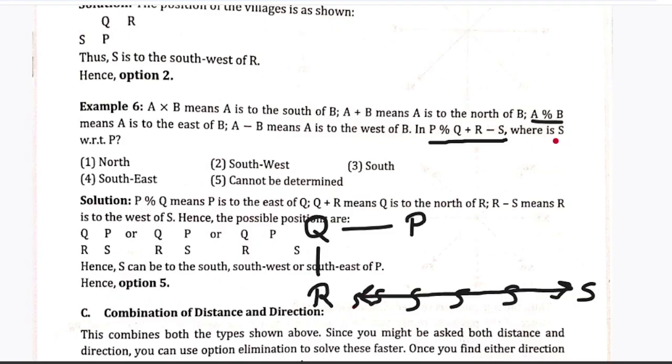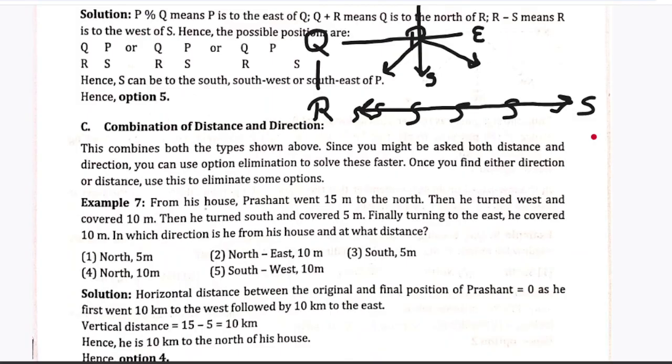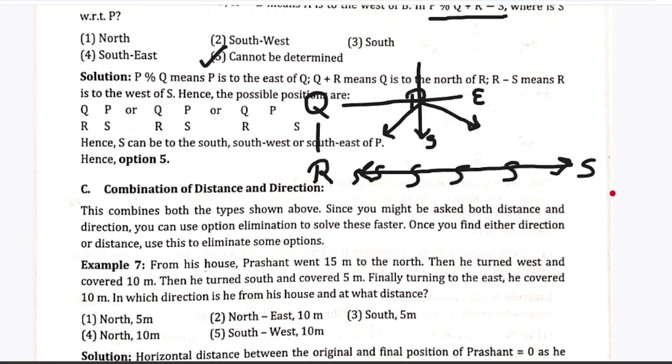Now, where is S with respect to P? With respect to P, S can be in the southeast, can be southwest, can be south. Multiple answers are possible. That means the answer is cannot be determined. We cannot determine it till you give me a definite direction of S. These were the first 6 questions. If they are clear, try question number 7 yourself.